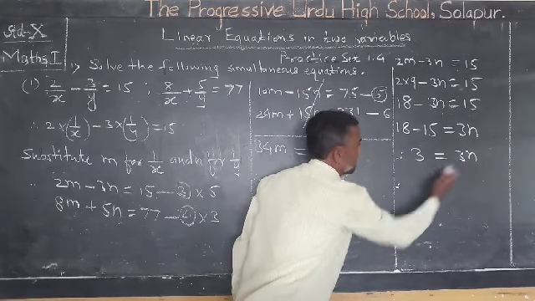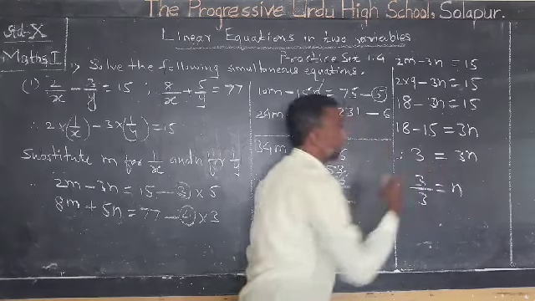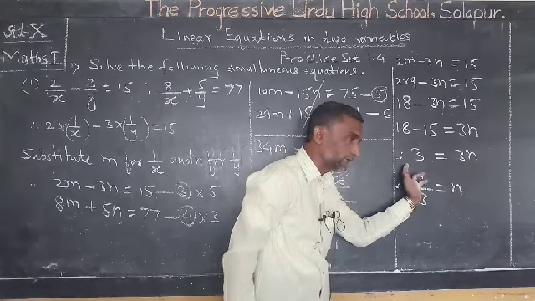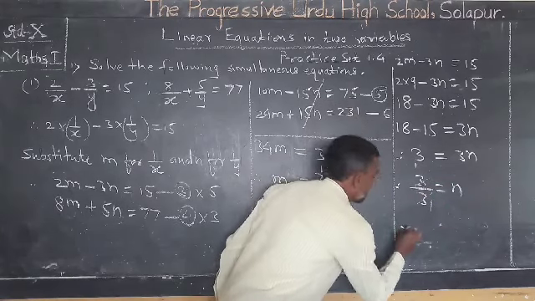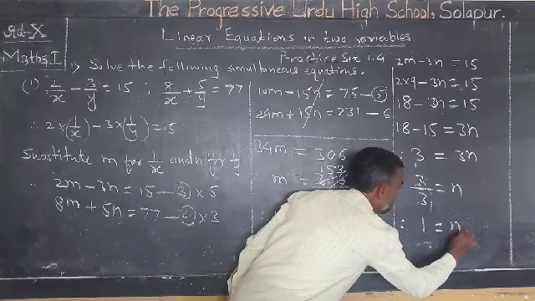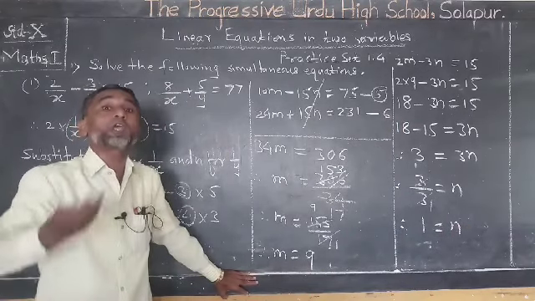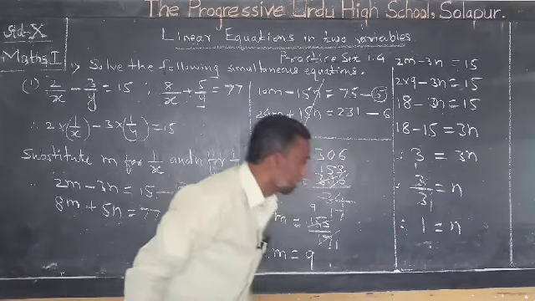Therefore, take it to left hand side. 3 by 3 is equal to n. As we take this 3 to left hand side, it will go in denominator. 3 ones are 3, 3 ones are 3. Therefore, 1 is equal to n. This is the value of the second variable which we have used, is 1. n is equal to 1.